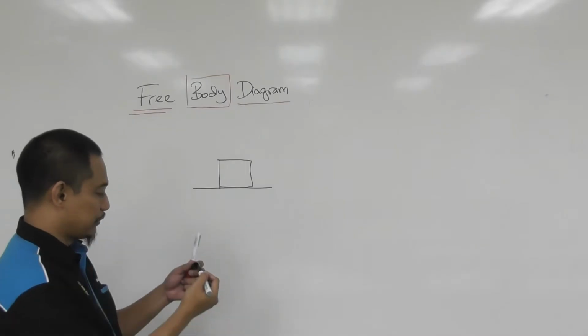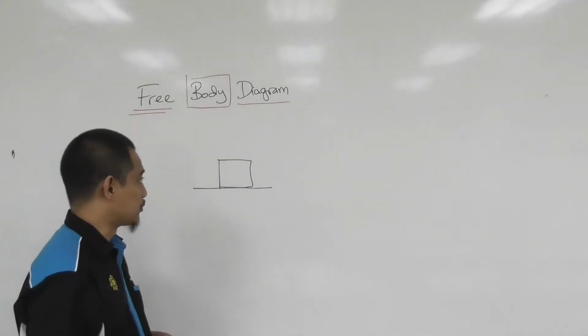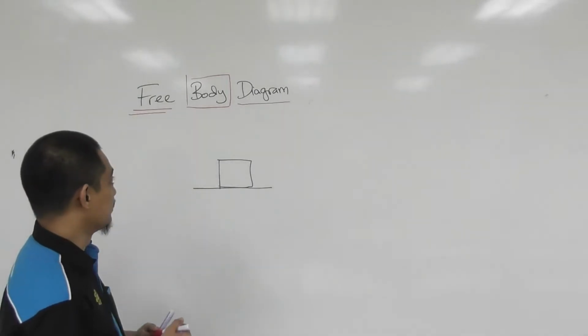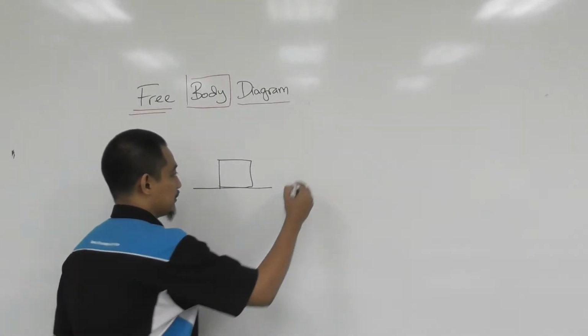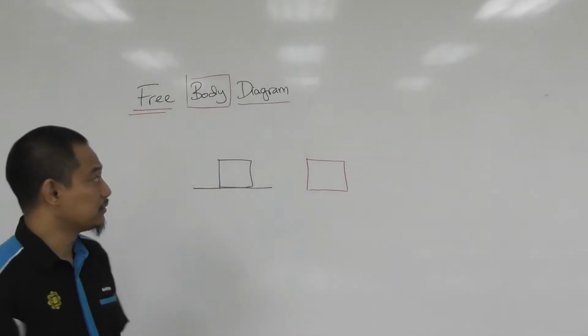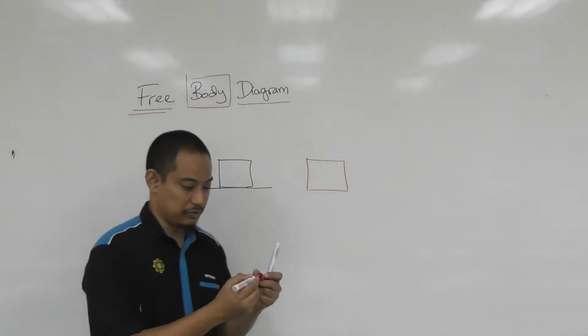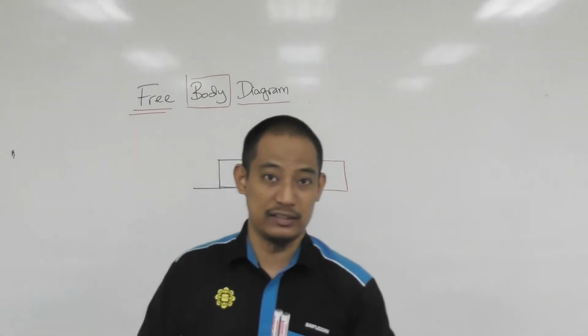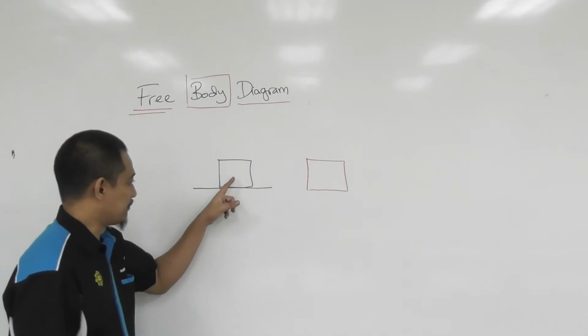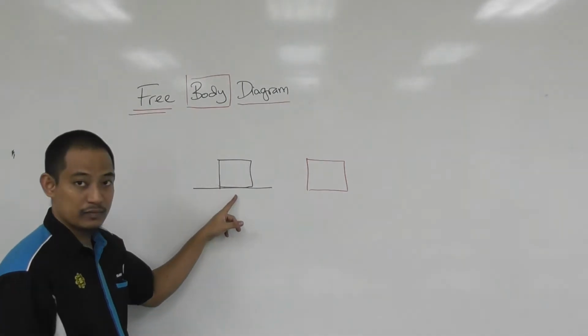So when you say, okay, I want to draw the free body diagram of this box here. Okay, this is my body. And then it should be free, meaning that it should be free from any other things, any other object, any other body, etc. Right? So here we have the box and the floor.